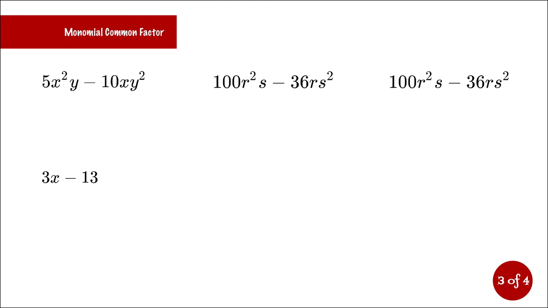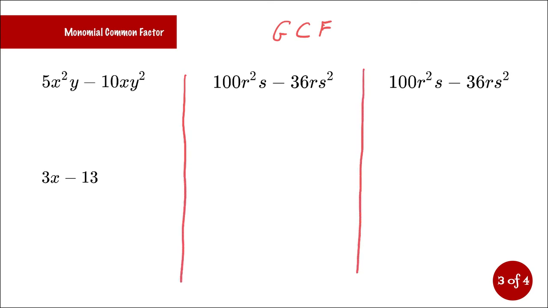I now have 4 examples of binomials that we're going to find the greatest common factor of. You'll see that I have 2 examples that are identical, and I'm going to do those 2 examples 2 different ways.